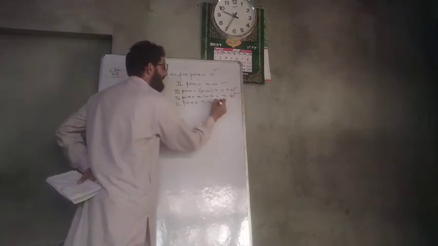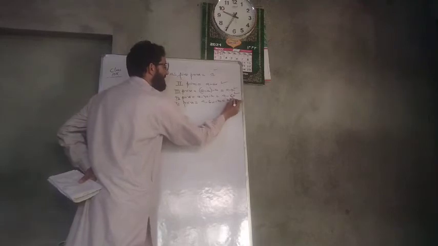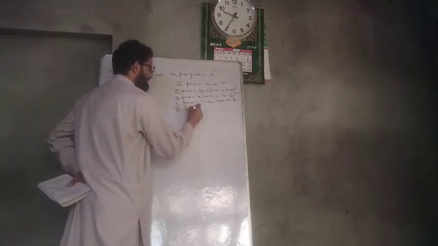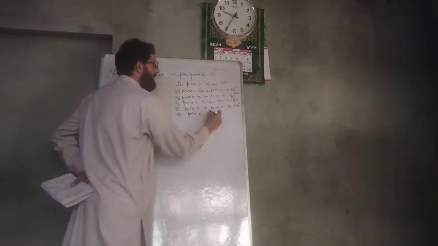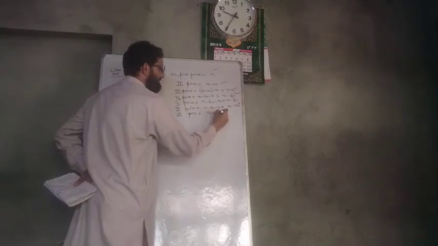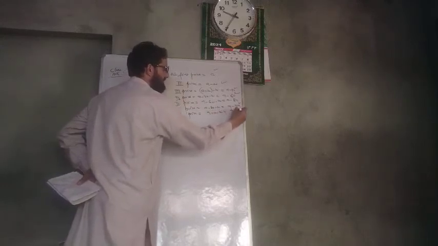And fifth prize is A minus 60 minus 20. This is A minus 80. Sixth prize is A minus 80 minus 20. This is A minus 100. And last prize, seventh prize is A minus 100 minus 20. That is A minus 120. So these are the seven prizes.